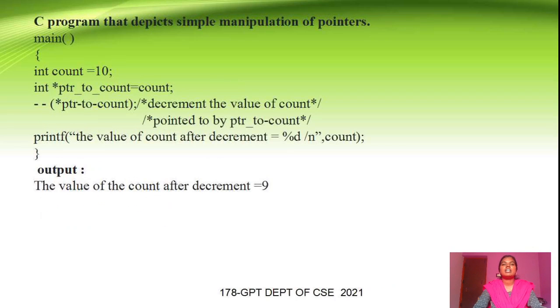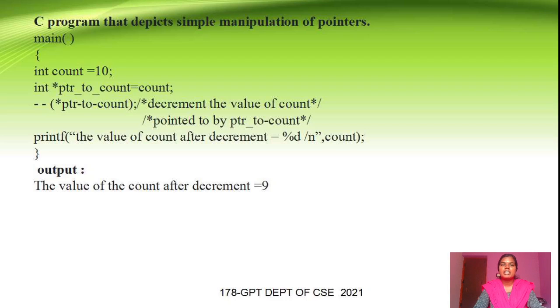Next let us see another program example, that is a C program that depicts simple manipulation of pointers. That means in this example program we are discussing the decrement of the pointer variable. Here I have considered one variable called count and a pointer variable *ptr_to_count. The *ptr_to_count is assigned to the variable count, and initially count is assigned the value 10.